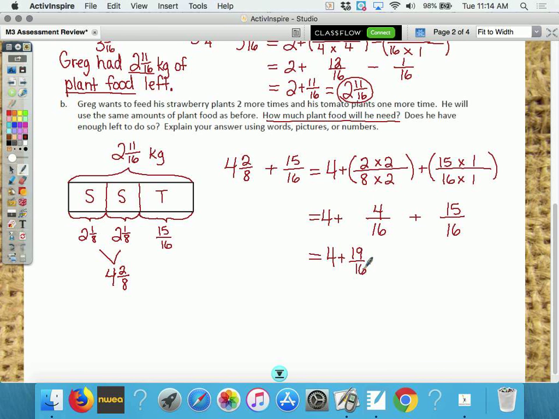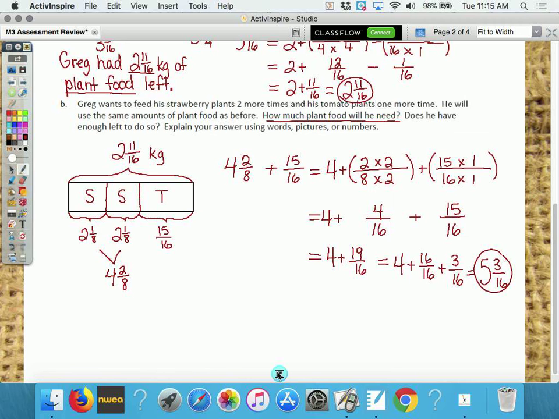Beverly, what do I need to do now? So 19/16 needs to be a mixed number. Good job. So 4 plus 1 whole plus, what's left? 3/16. So it gives me 4 plus 1, 5 and 3/16. Okay. Now guess what? That's your answer. Because it doesn't say how much more does he need. Does it? And so I just get to answer both questions in one sentence.